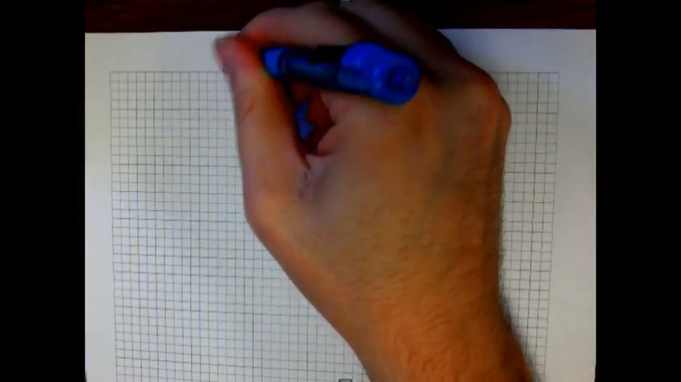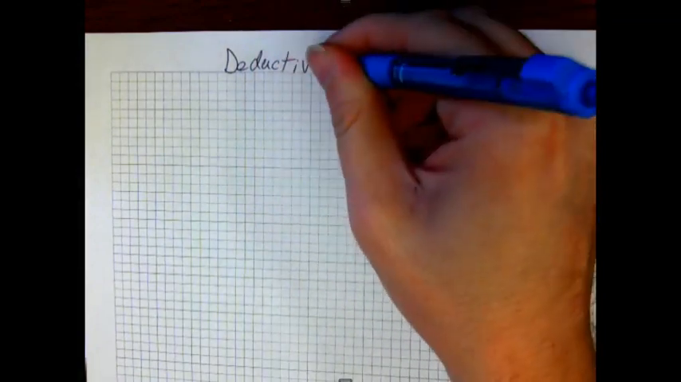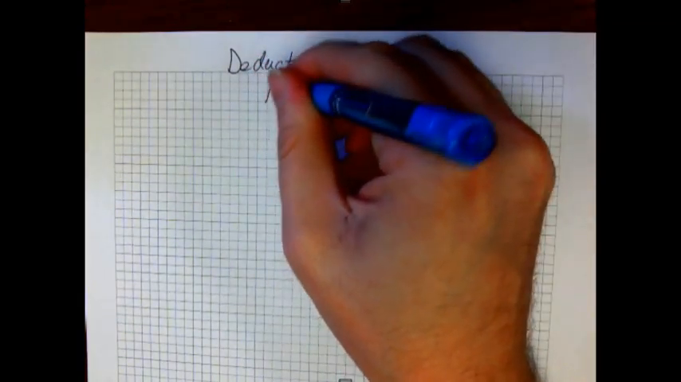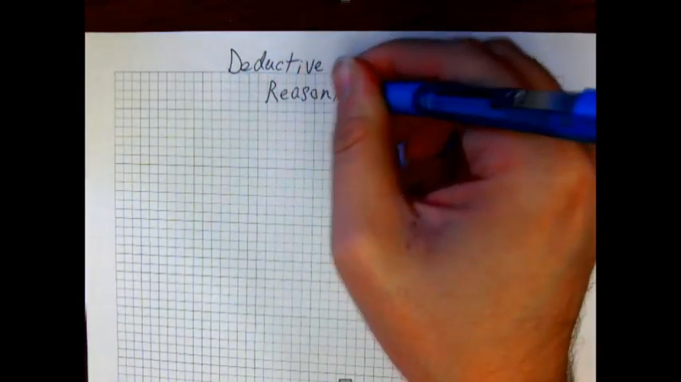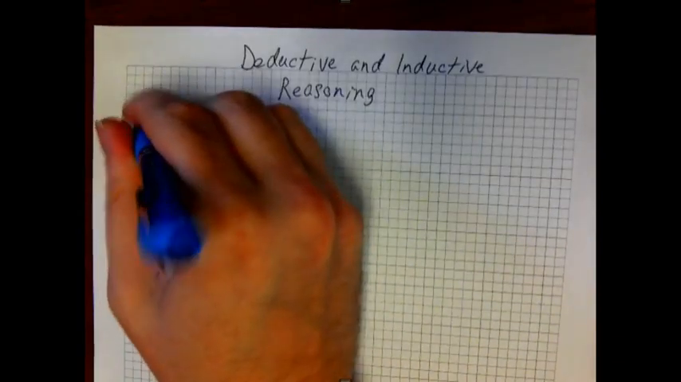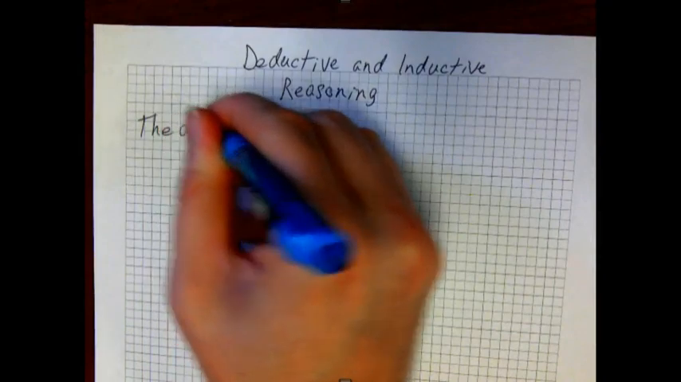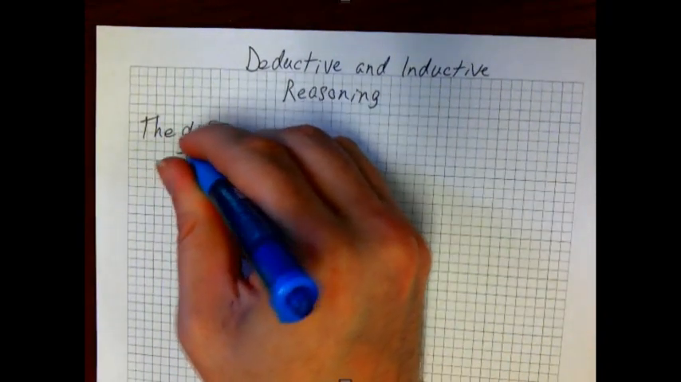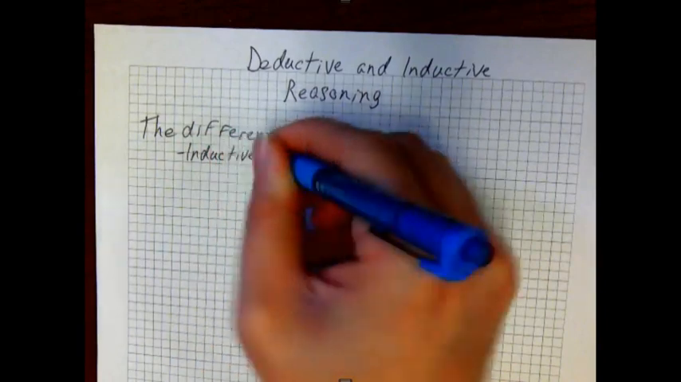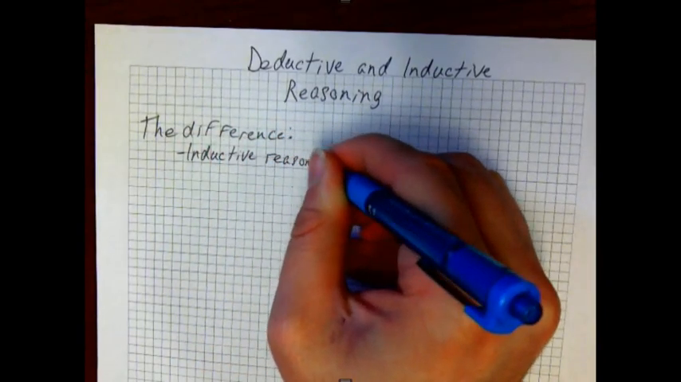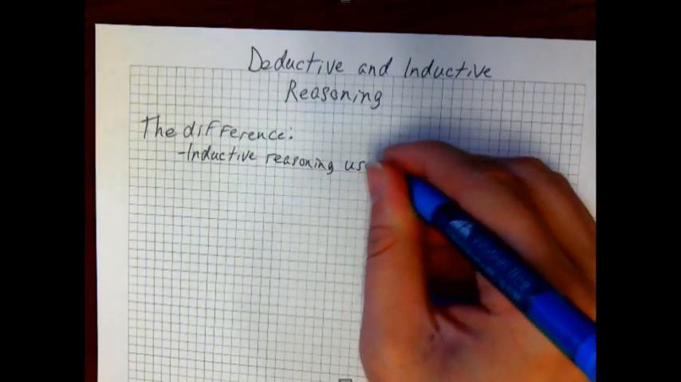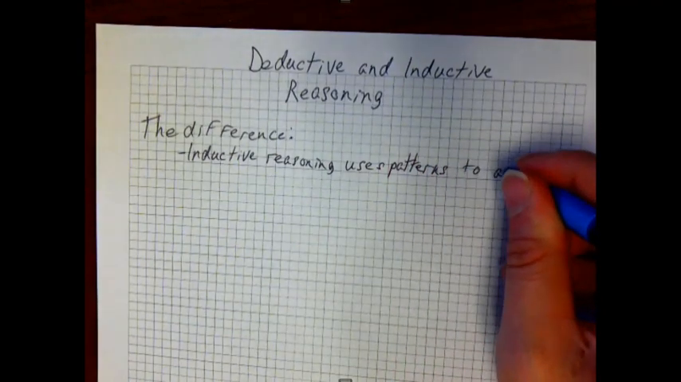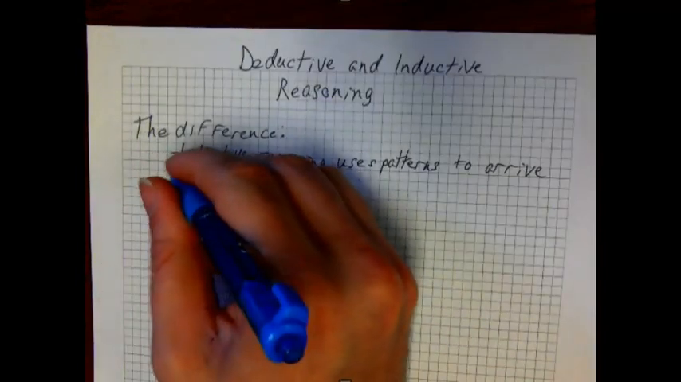Today we're talking about deductive and inductive reasoning. And so we'll start by just describing what's the difference between deductive and inductive reasoning. The difference is that inductive reasoning uses patterns to arrive at a conclusion.